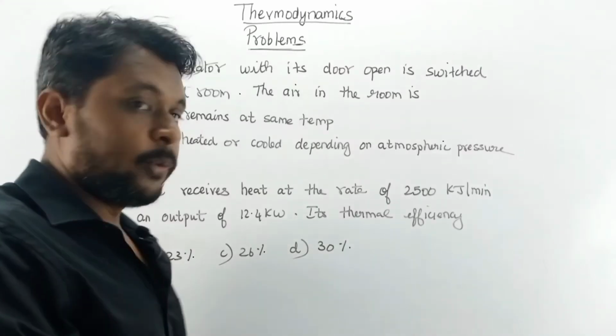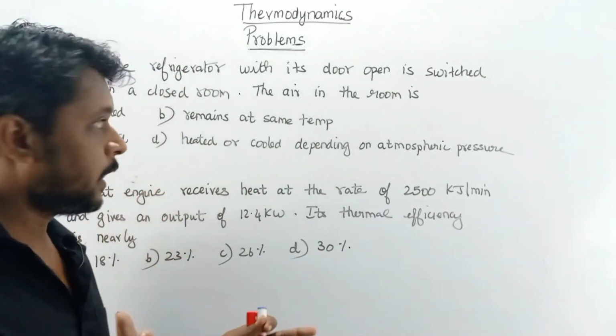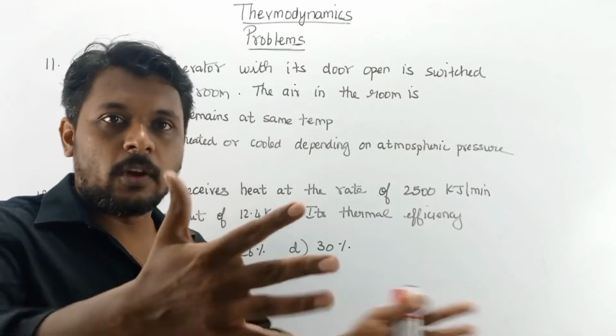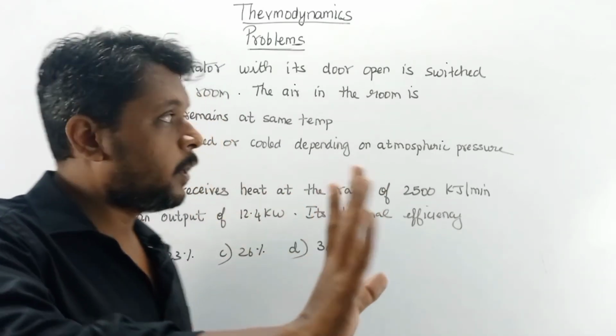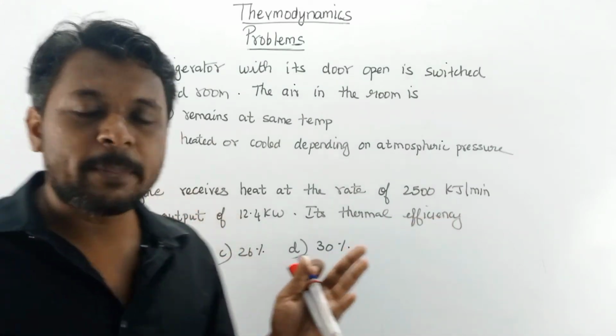Okay, 11th and 12th question. In the 11th question, a house refrigerator with its door open is switched on. The door of the refrigerator is opened and it is switched on in a closed room. What happens to the air in the room?